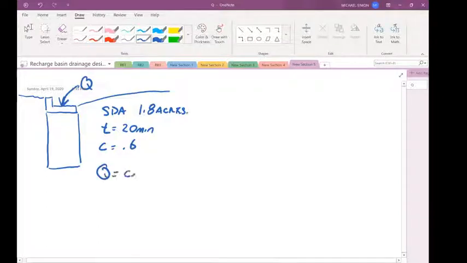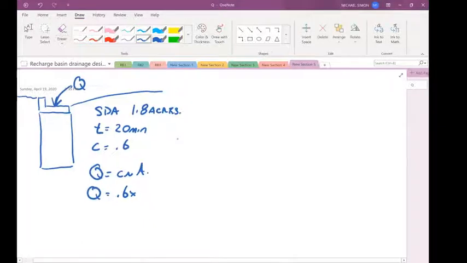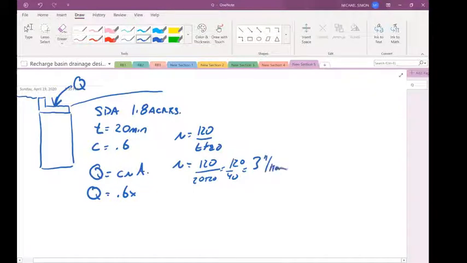Q is equal to CIA. Q will be equal to 0.6 times our intensity. I is equal to 120 over T plus 20. So I would be equal to 120 over 20 plus 20, or 120 over 40. 120 divided by 40, that would be 3 inches per hour.